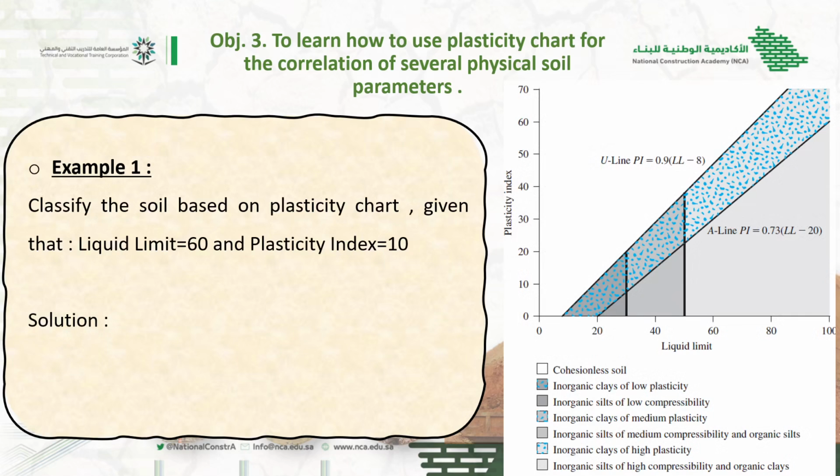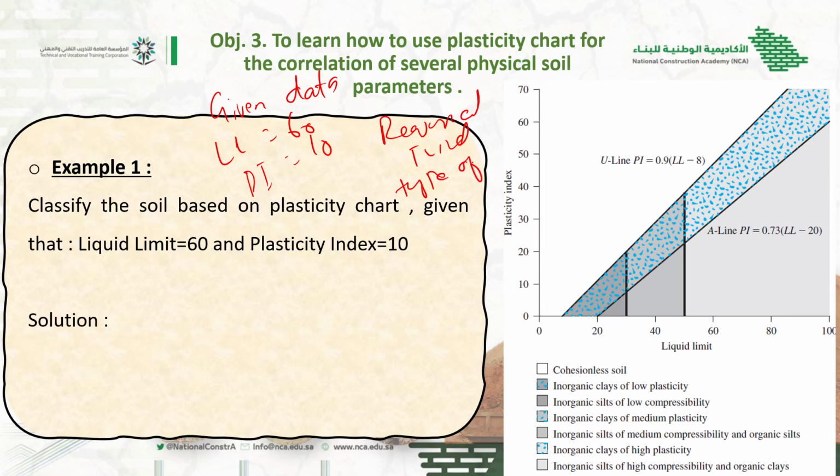Now we are going to try to solve one example. For the example, as we already know, the first thing is the given data. What is the given data? Liquid limit is given here as 60, and the other one is plasticity index. It is 10. What is required, or what are we going to find? We need to classify the soil. They want to know which type of soil this is. After that, you should start the solution.